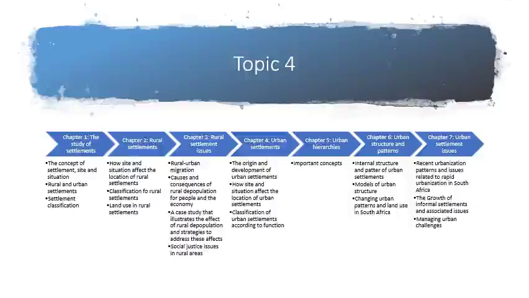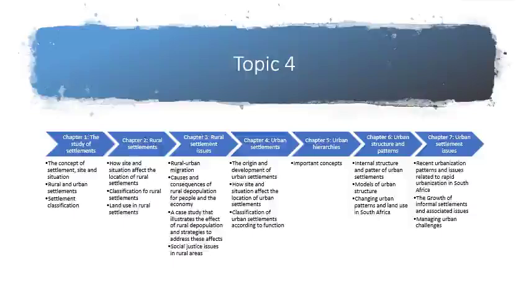Chapter 1 is the study of settlements. Chapter 2 is rural settlements. Chapter 3 is rural settlement issues. Chapter 4 is urban settlements. Chapter 5 is urban hierarchies. Chapter 6 is urban structure and patterns. And chapter 7 is urban settlement issues.